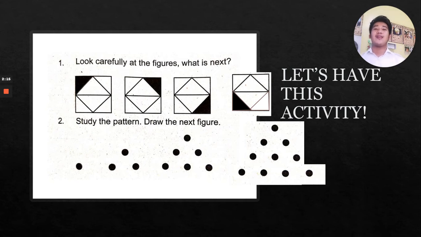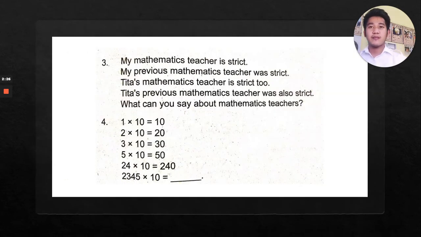That's how we add another figure, how we conclude from the given pattern, from the given examples. Okay? We come up with the next figure. How about this number 3?